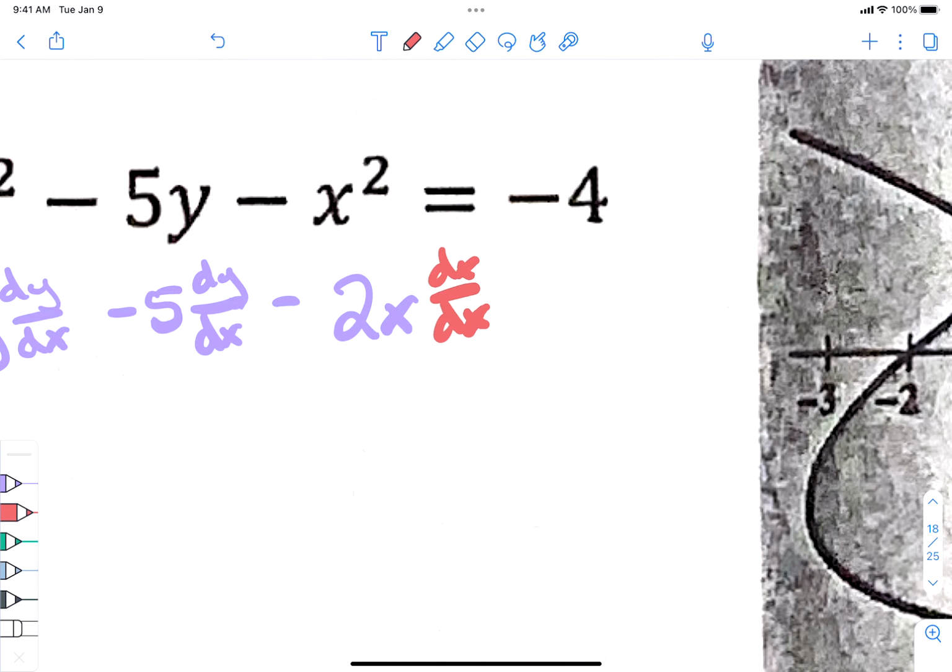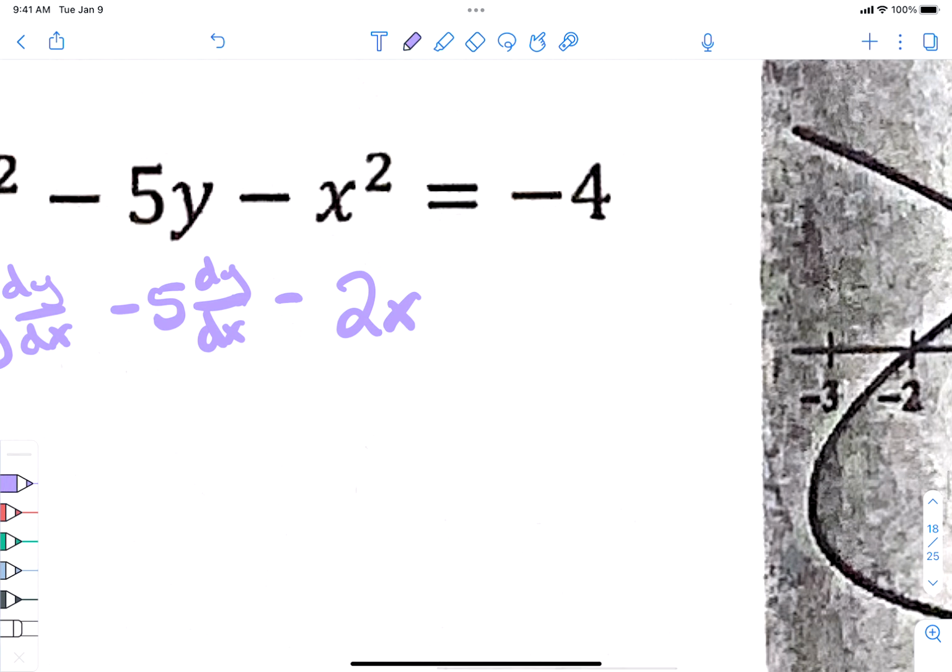But dx/dx is 1, right? Because it reduces. So that's in a sense why we don't put a dx/dx on the end of it, right? There's no reason, because it just reduces to 1. So that just becomes 2x, and then the negative 4 becomes 0. Okay, now we're not done yet.